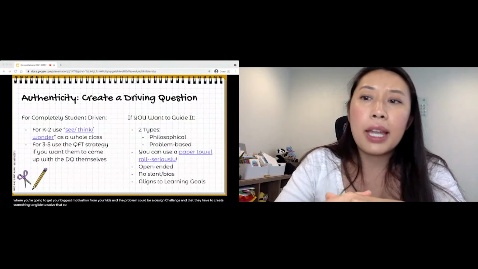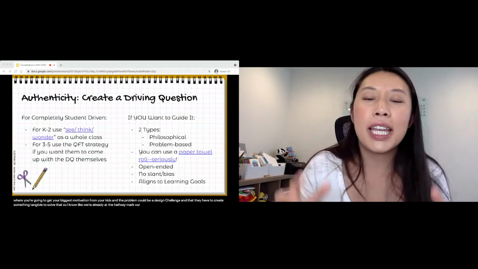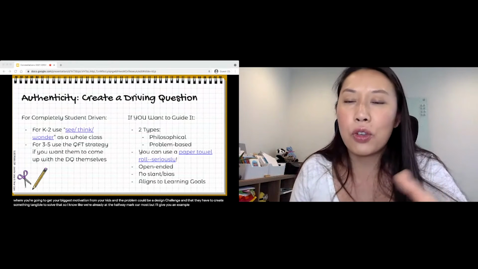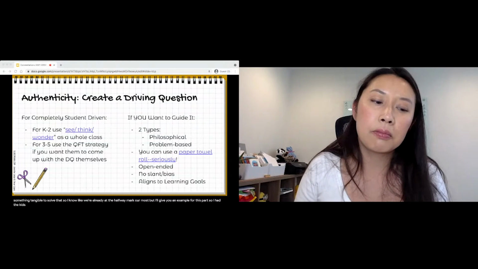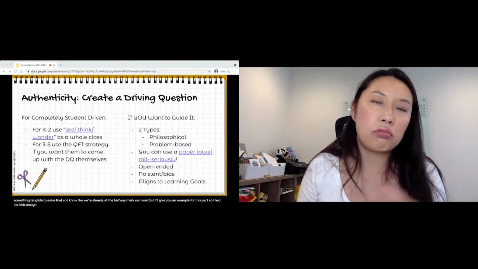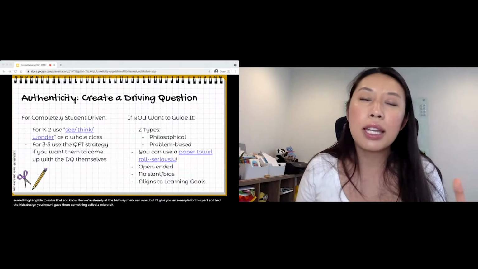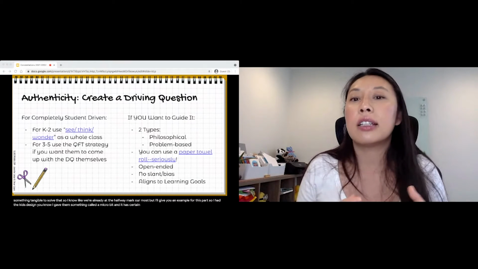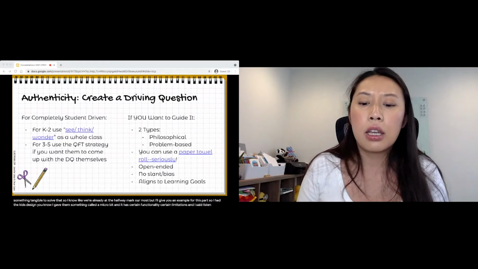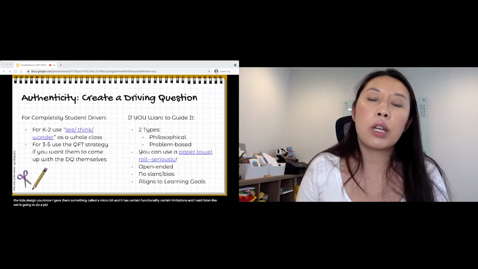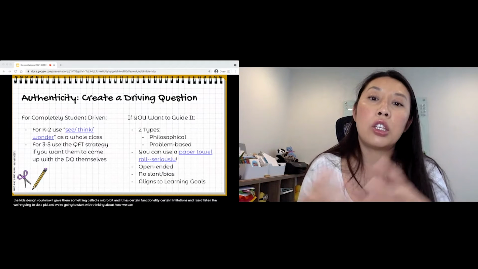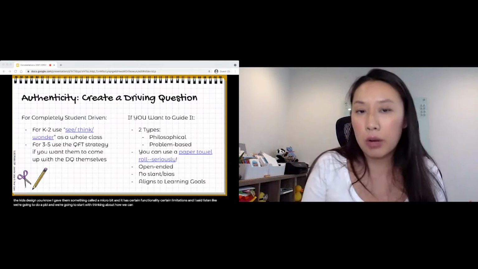I know we're already almost at the halfway mark, but I'll give you an example for this part. I had the kids design with something called a micro:bit, which has certain functionality and certain limitations. I said, listen, we're gonna do a PBL and start with thinking about how we can use this piece of tech to help solve a problem.